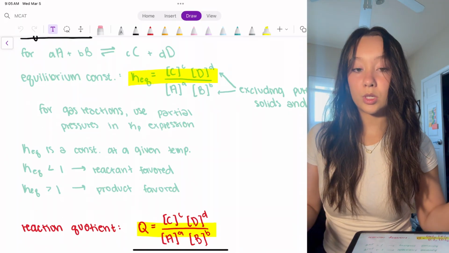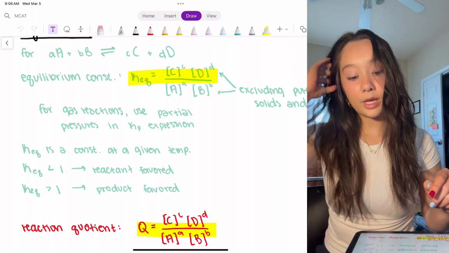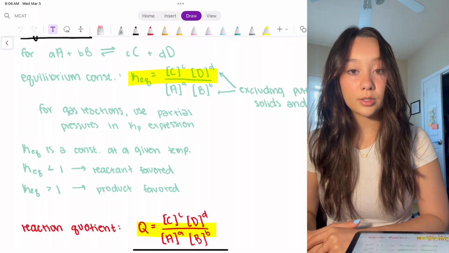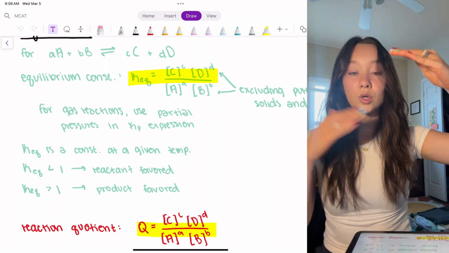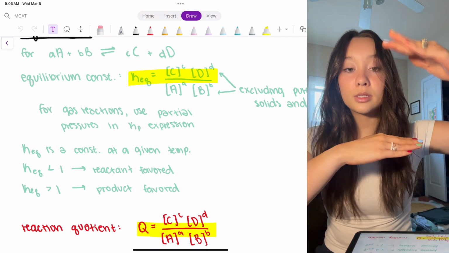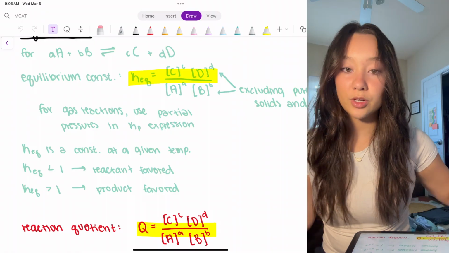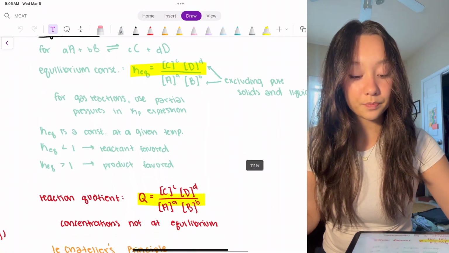The relationship between KEQ and 1: if KEQ is greater than 1, products are going to be favored. We can think about that as KEQ being products over reactants, and if there are more products, the value is going to be greater than 1, so it's going to favor the products.